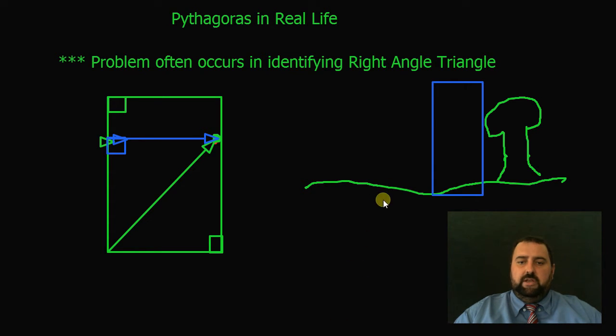Or if we look at the tree, firstly, there's a couple of things that we do. We assume that it's essentially just a straight line up and down. We don't worry about the width of the tree at all, right? But yet again, we assume that in there, that is a right angle, okay?